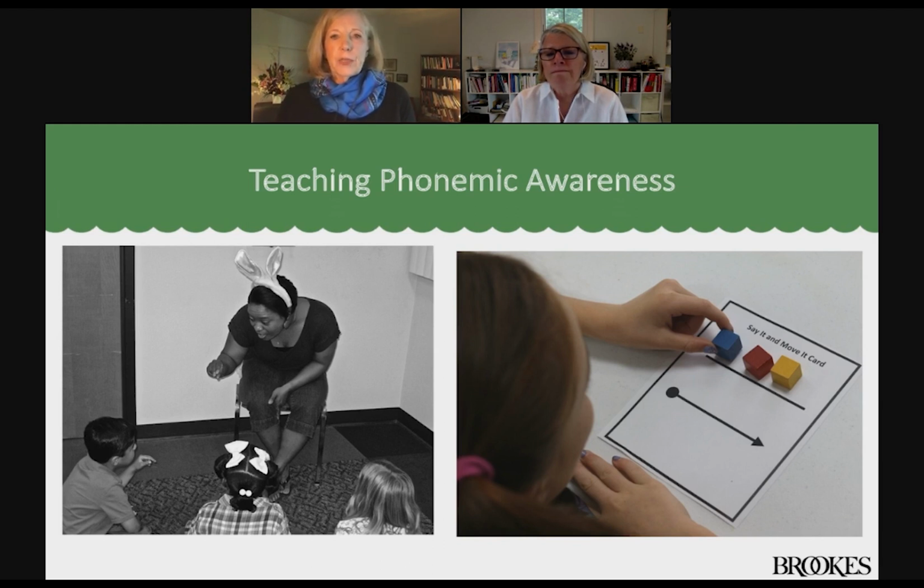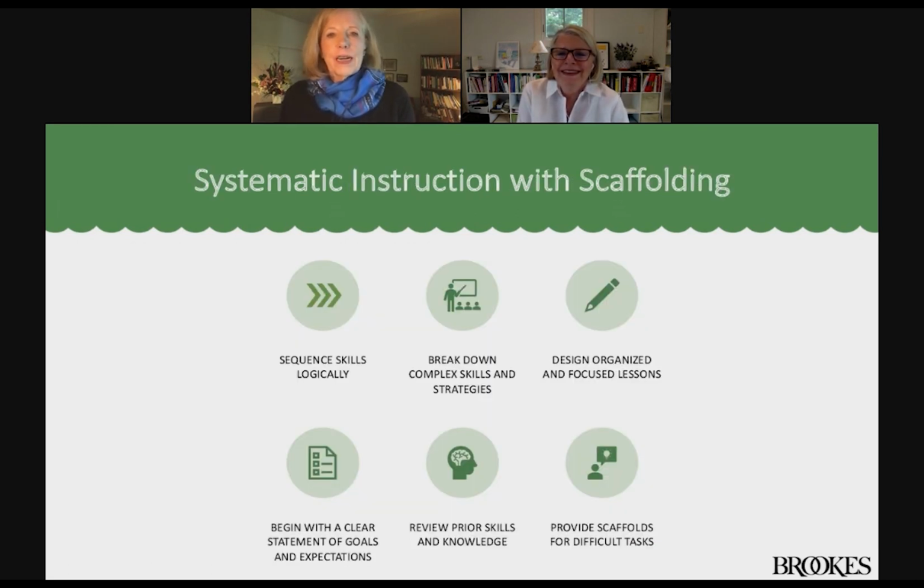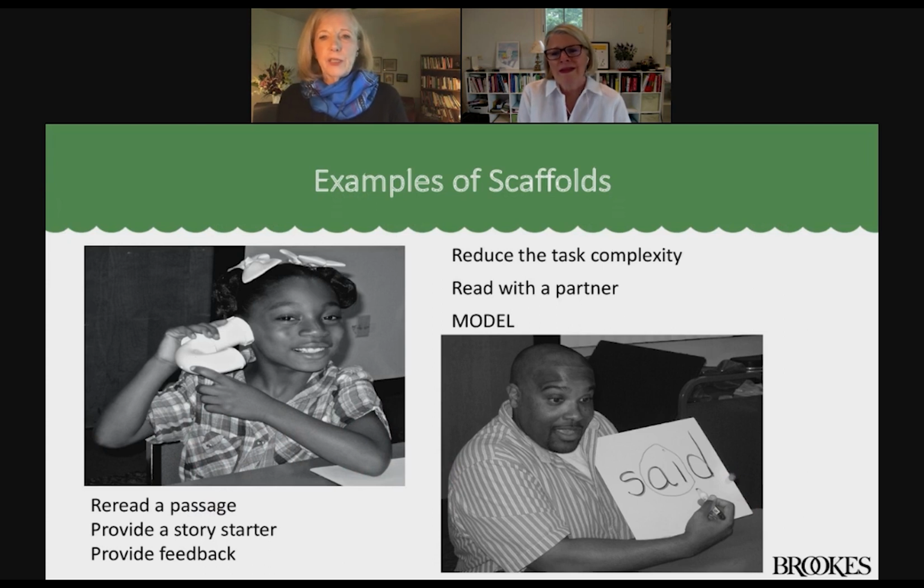Systematic instruction with scaffolding is another essential feature. This includes scaffolding, which are temporary supports. In the next slide, 37, the student is using a PVC tube to listen to herself say the sounds of the letter. And in the other one, the teacher is using a whiteboard and circling the unexpected sounds in said, the AI, a feature he wants to emphasize for those students. Next slide.